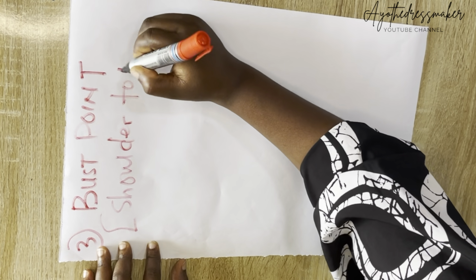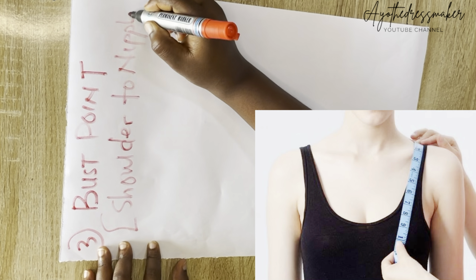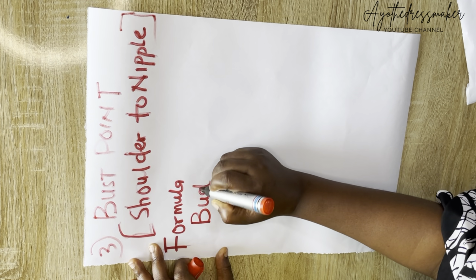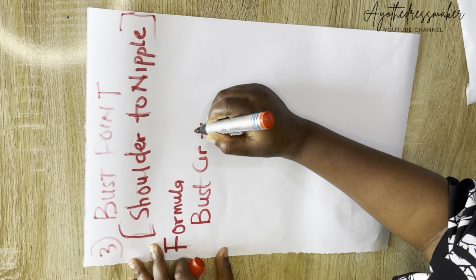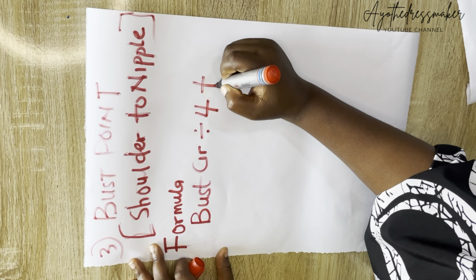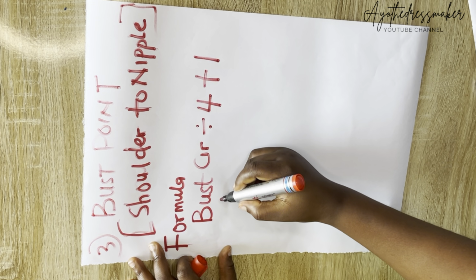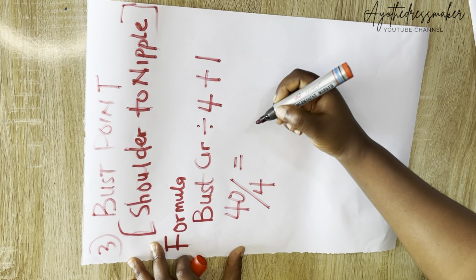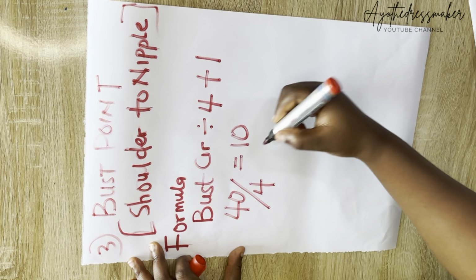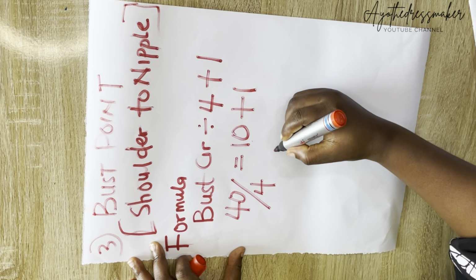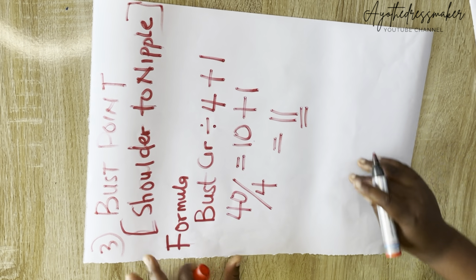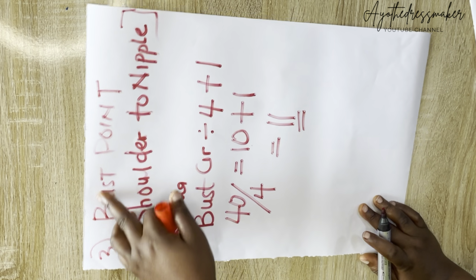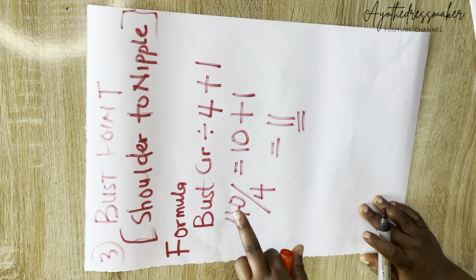And the next calculation is on how to get the bust point. That is from the shoulder to the nipple. And the formula is bust circumference divided by 4 plus 1 inch. For example, if you are using a bust of 40 inches, you are going to divide that by 4, and that is going to give us the value of 10. Then we are going to add 1 inch to the value, and that is going to give us 11 inches. And 11 inches is the shoulder to nipple, or what we call the bust point of this person.